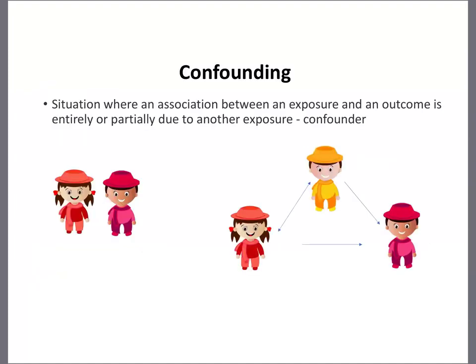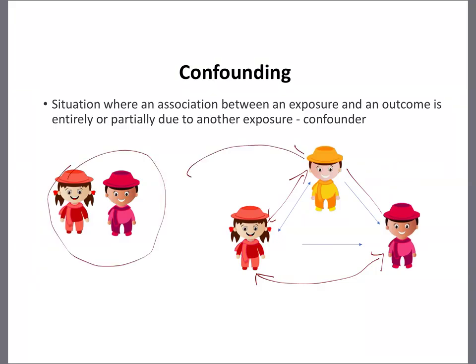So the confounding, now what is this? It is a situation where an association between an exposure and outcome is entirely or partially due to another exposure. Now, a couple of times in my department, I have shown this picture. You see two people together, you feel that, okay, they are friends, but actually these two are friends and they are hanging around together, and therefore you are seeing these two together. So your interpretation here is confounded by this person. So this is the classical definition of confounding.